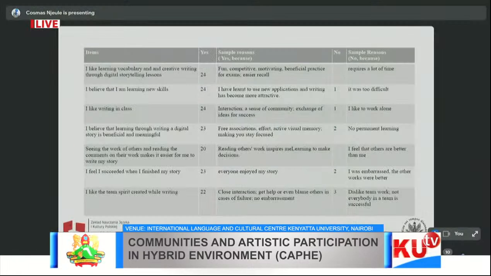24 of them said, I like writing class because it's interactive, with a sense of community and exchange of ideas for success.